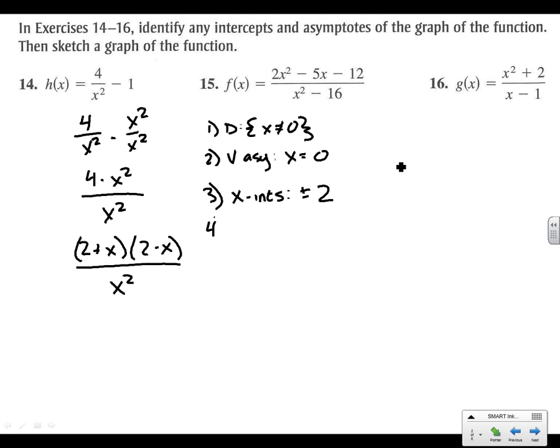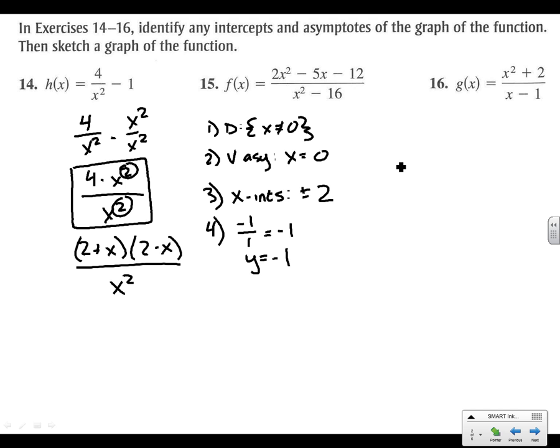And lastly, let's find any horizontal or slant asymptotes. If we look right here, we will notice that the degrees are equal, 2 versus 2, so we'll divide the coefficients. -1 divided by 1 equals -1, so we have a horizontal asymptote at y equals -1.